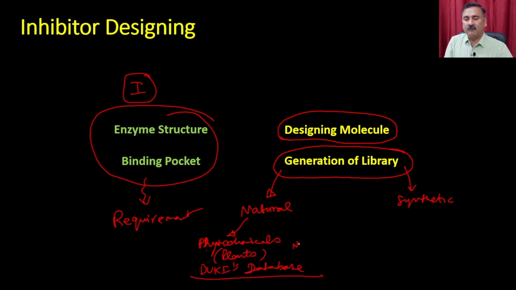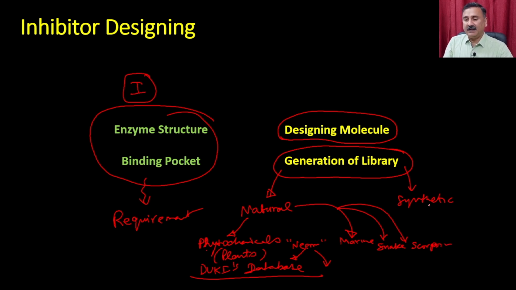For example, if I want to know what different phytochemicals are present in the neem, I can take this neem plant and just blast it into the Duke's database, and it is going to tell me that these are the reported phytochemicals present in the neem, okay? The other natural sources are different types of organisms. You can have marine organisms, snakes, or scorpions, or other kinds of natural sources, right?